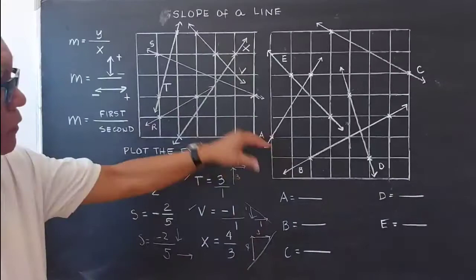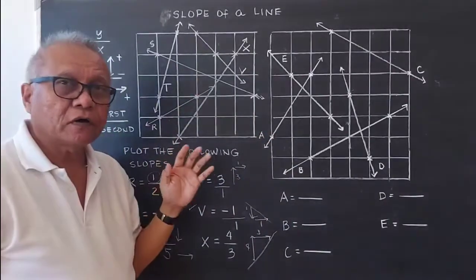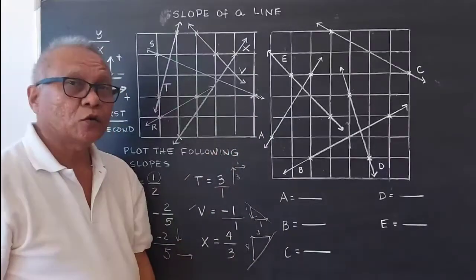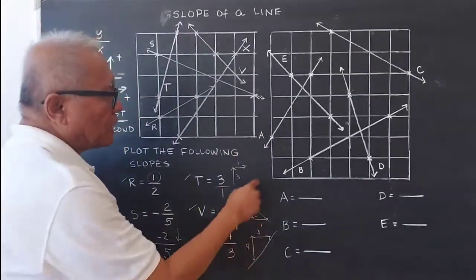Okay, let's have now, what about class? If we have already the graph of our lines and we are going to determine the slope. Let's have line A.